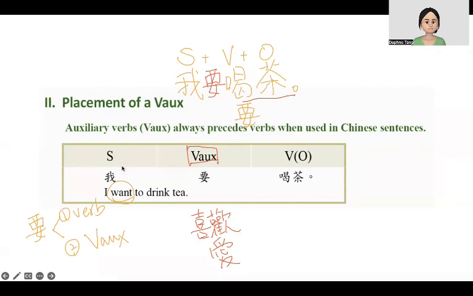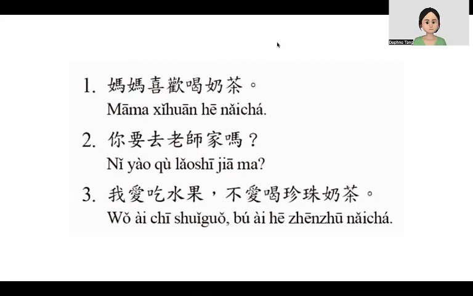The order is subject, auxiliary verb, and object. Subject, auxiliary verb, object. Now let's read these three example sentences and find which word is the auxiliary verb.